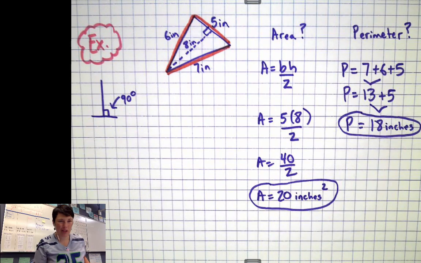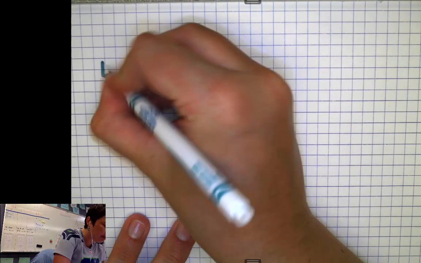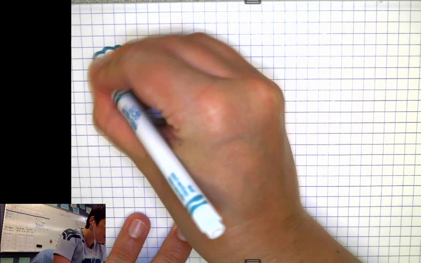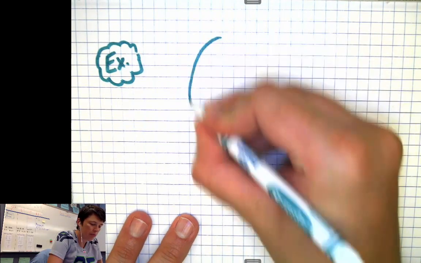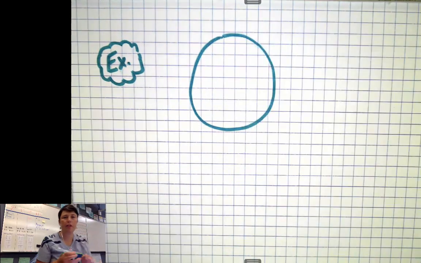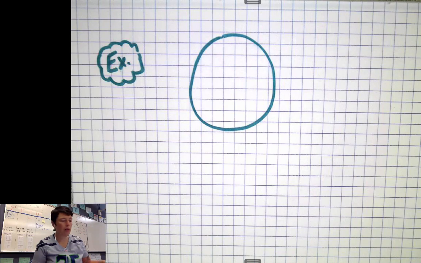So what about circles? Because we have been working on circles too. Let's do a circle problem. Circles are kind of unique. They're one of the more challenging shapes. So example. And I'm just going to draw, for this example, a random circle here. Boom, there it is. So go ahead and draw a circle in your notes too.